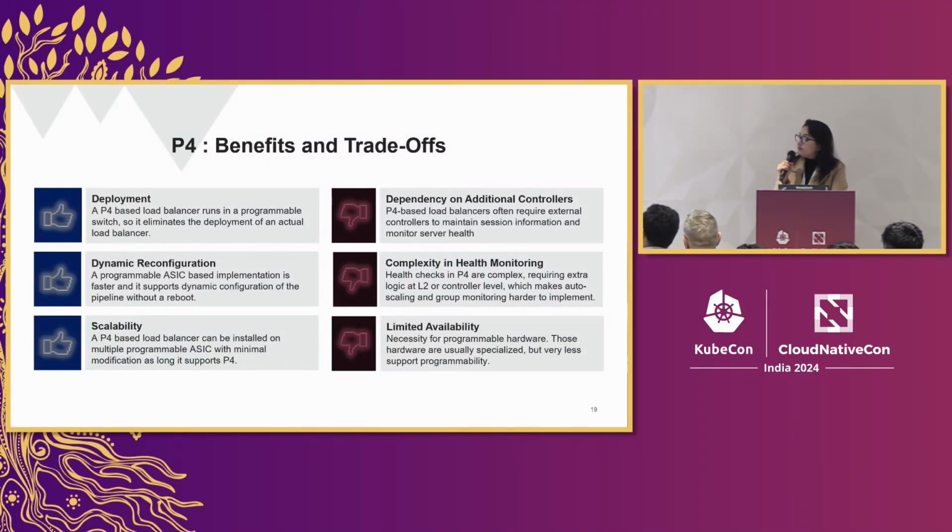So coming to the benefits and trade-offs of P4, a P4-based load balancer runs in a programmable switch, so it eliminates the deployment of running an actual load balancer. Then a programmable ASIC-based implementation is faster and it supports dynamic configuration of the pipeline without a reboot. So without resetting and rebooting your hardware, you can change the pipeline on the go. And then a P4-based load balancer can be installed on multiple programmable ASICs with minimum modification as long as it supports P4.